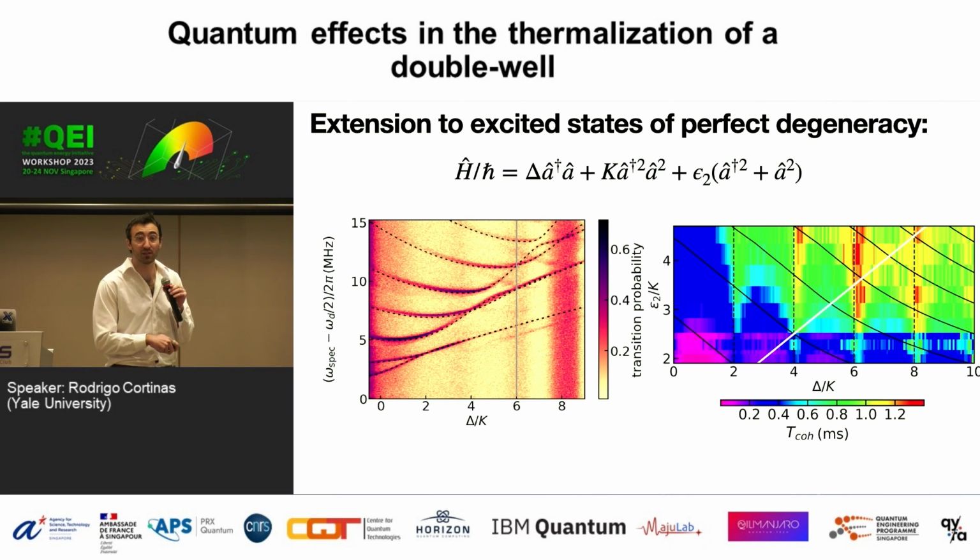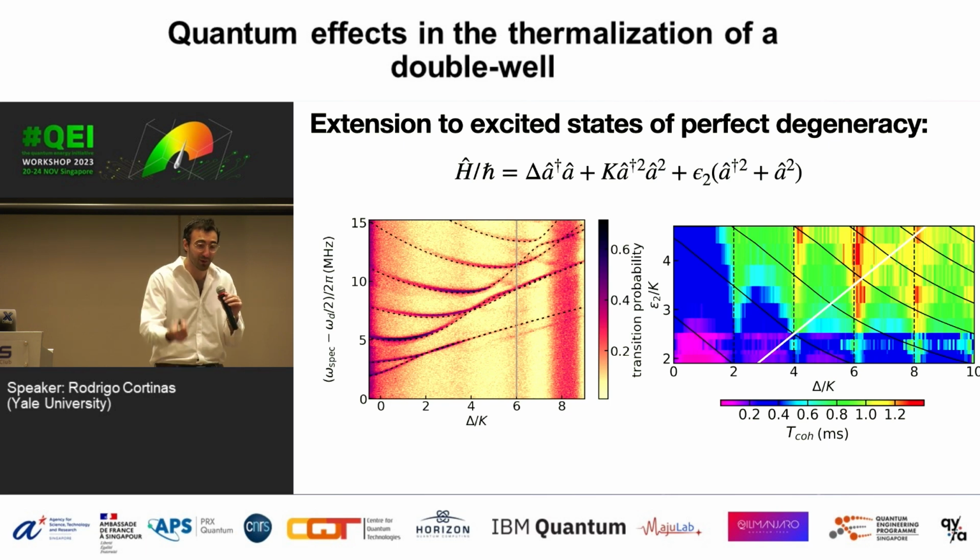And again, it's because you're blocking the tunneling from the ground state, but now you're blocking the tunneling of the excited state, and then the tunneling of the upper excited state at finite barrier height. So this is an interference effect.